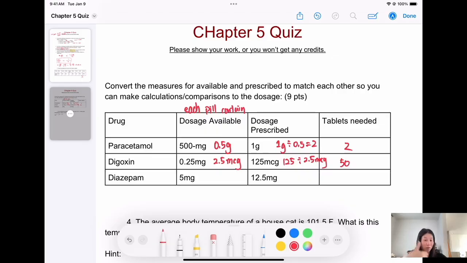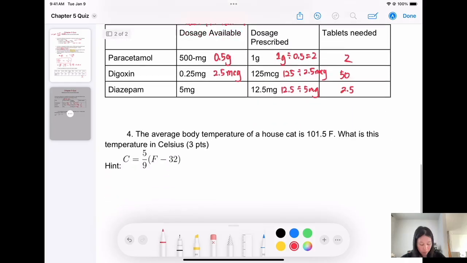Next is from milligram to milligram. This is great. We don't need to do any conversion. The dosage they prescribe is 12.5, but each tablet contains 5 milligram. So that means I use 12.5 divided by 5. So I totally need 2.5 tablets. So that's it for this one. Your first step is to convert them into the same units, and then see how many you need by dividing the total prescribed dosage by the dosage available for each pill or each tablet.